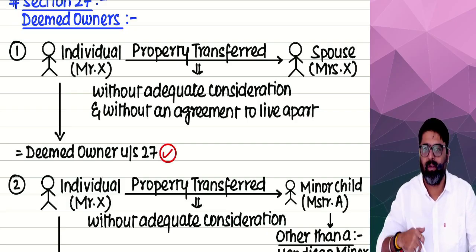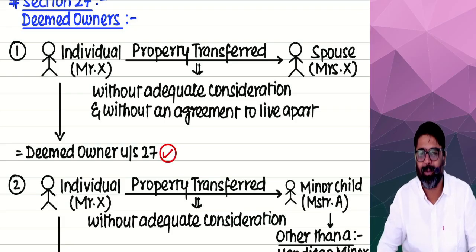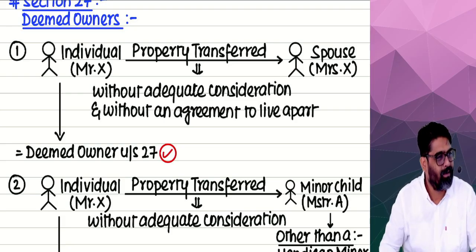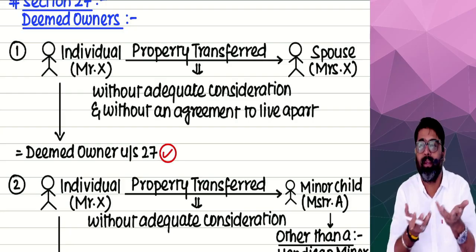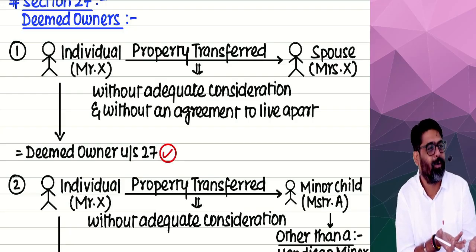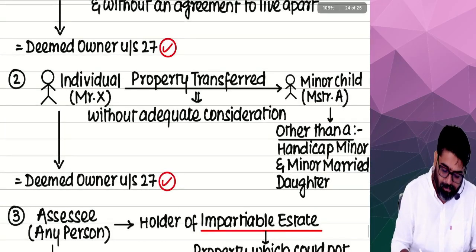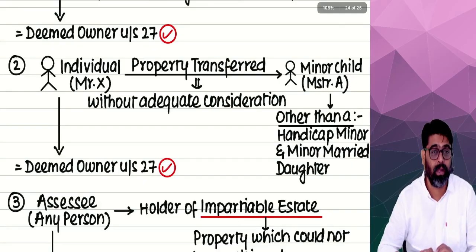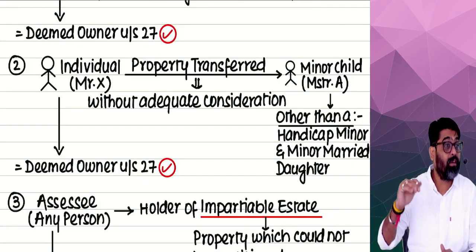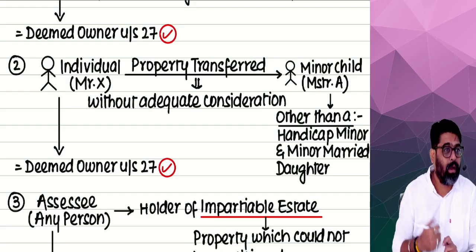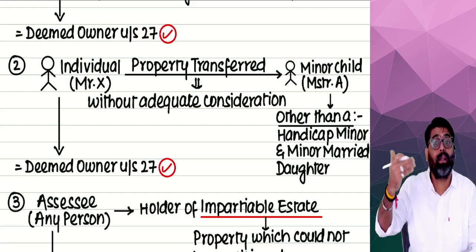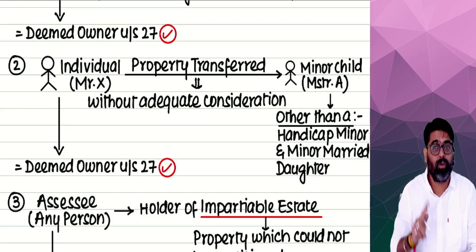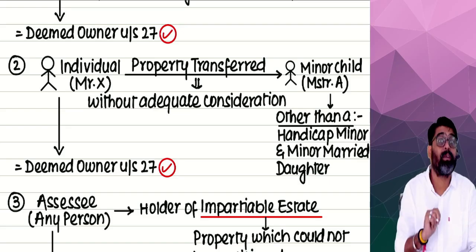Me and my wife, we both have a minor child. Where is the minor child? He is living with us only. Hello? So what will I do? I will now transfer the property to my minor child. Now I will transfer the property on the name of my minor child. Minor child is a separate individual. I am a separate individual. Two individuals means two separate persons.